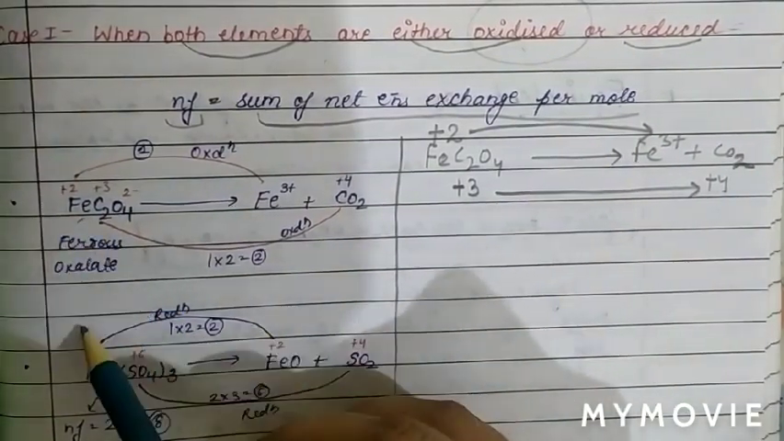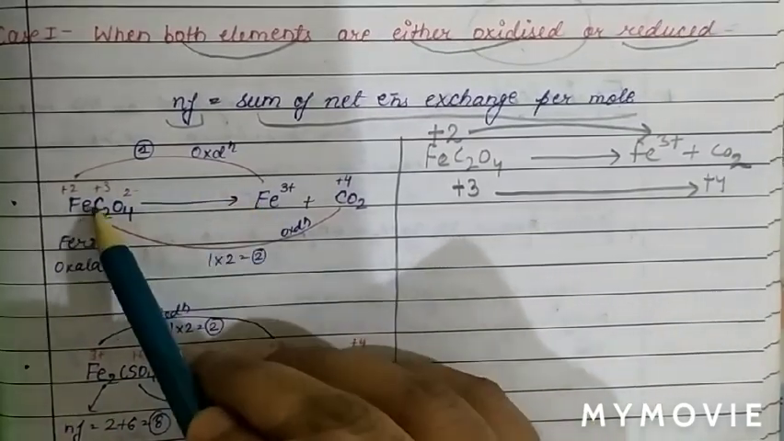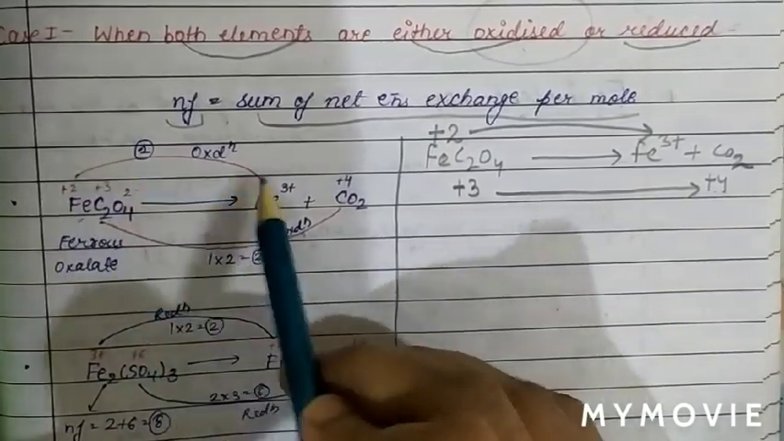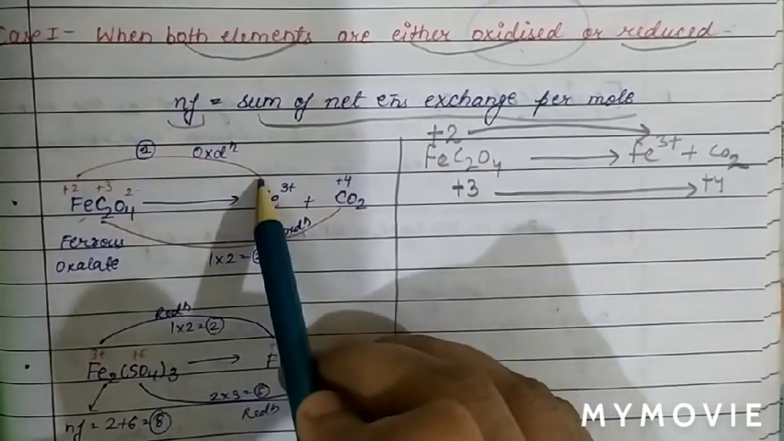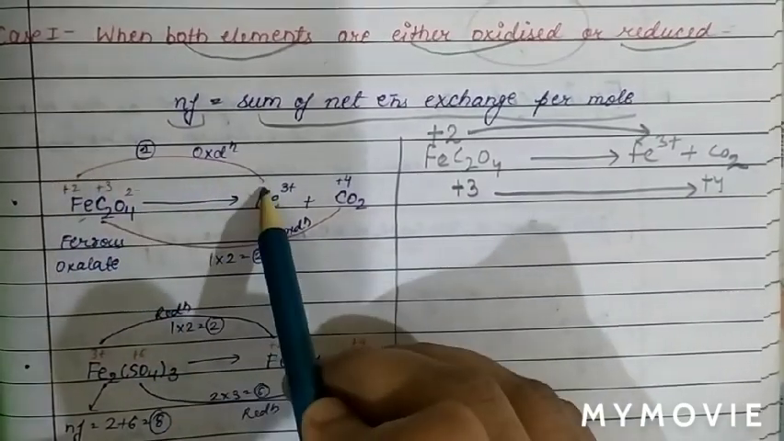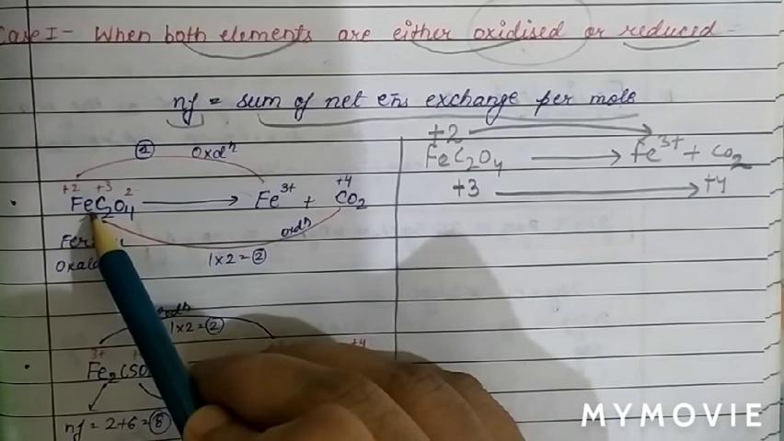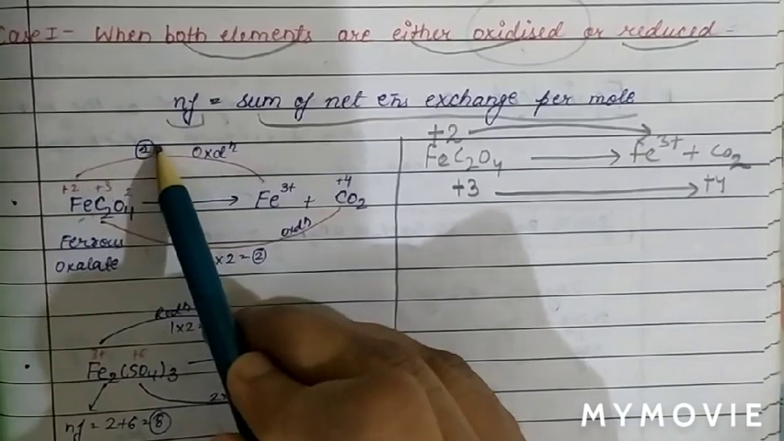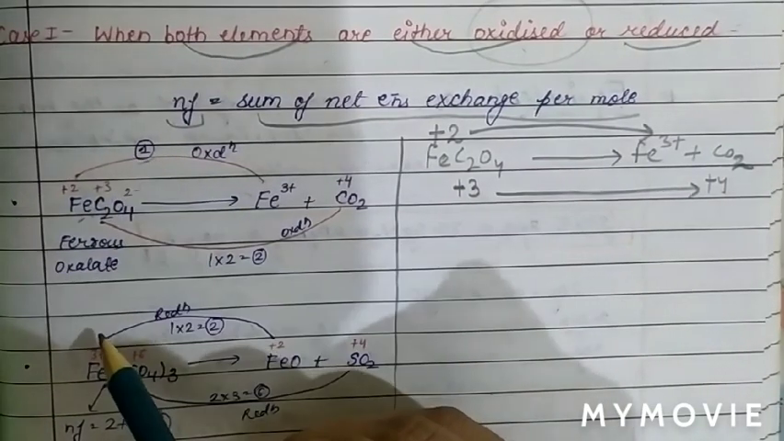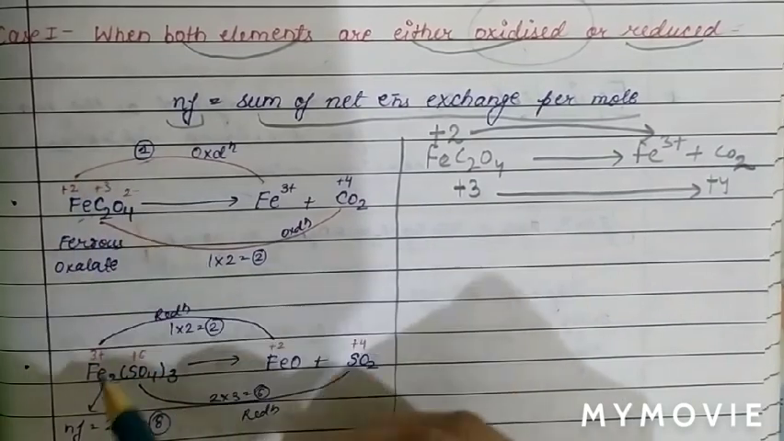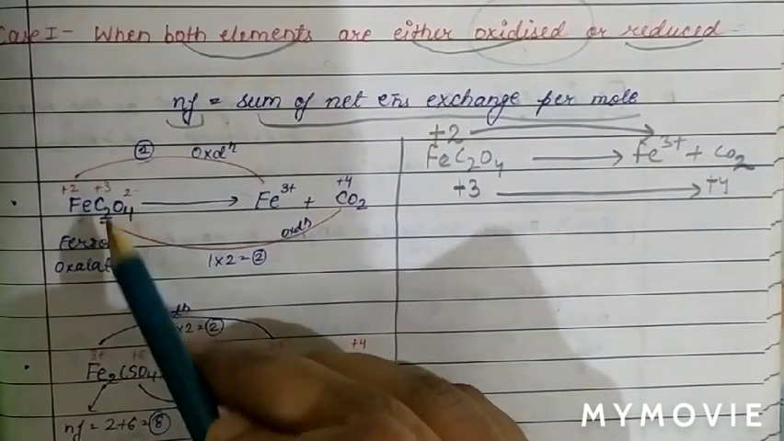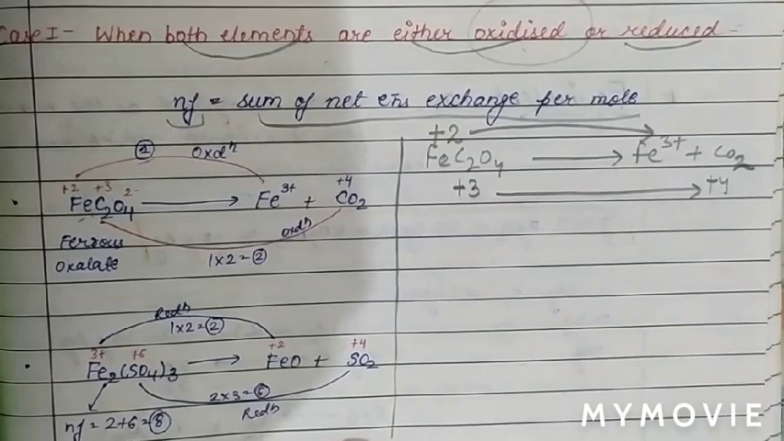Now see the n factor for carbon. The oxidation number of carbon changes from +3 to +4. So the change in oxidation state for one carbon atom is 1. And how many carbon atoms are there? 2. So multiply by 2. So the n factor is 2.